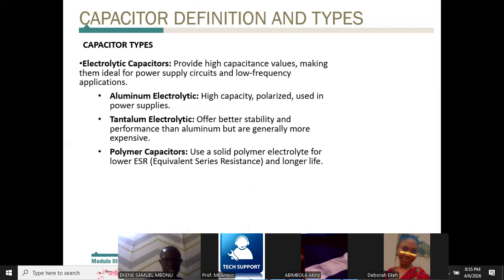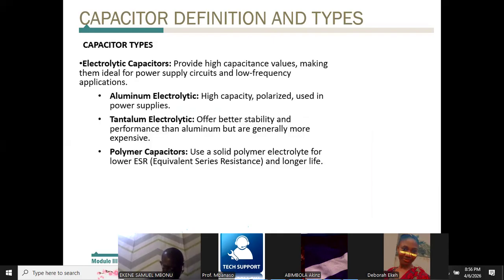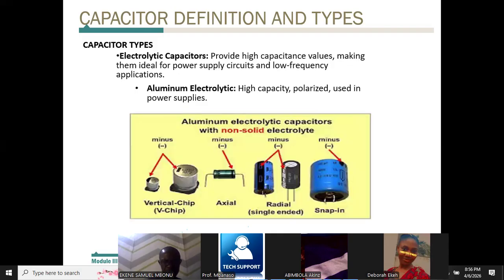We'll move over to electrolytic capacitors. They provide high capacitance values, making them ideal for power supply circuits and low frequency application. And within the family of electrolytic capacitors, you have aluminum electrolytic capacitor, you have tantalum electrolytic capacitor, you have polymer capacitors. This is what I mean. Aluminum electrolytic capacitors, you can see them, they are common.